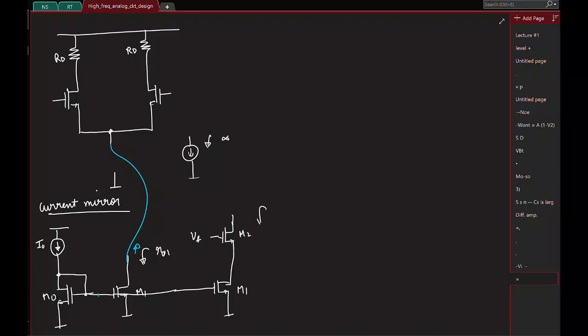So I had asked you guys to work out what is the output resistance. So what was it? Okay, the transistors are labeled like this, right? What did you get? Anyone? Intrinsic gain of M2 times the R0 of M1. Okay, that's the approximate version. What is the complete expression?